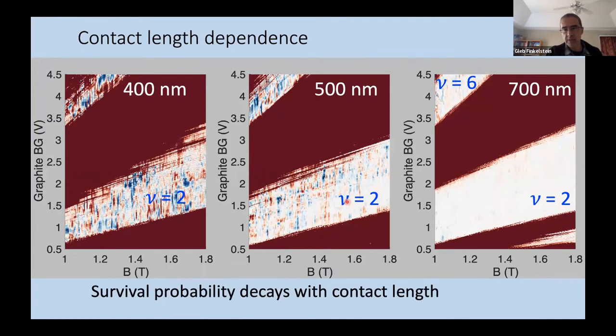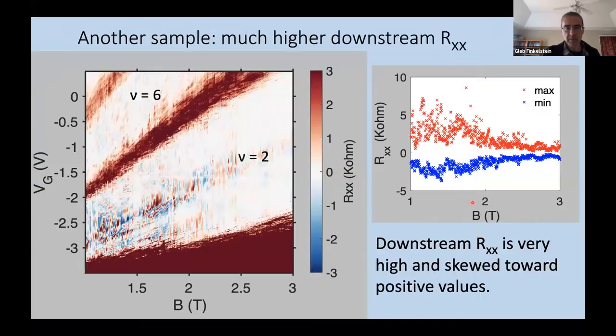As you increase the length of the interface, that probability drops, as you may expect here, comparing a few contacts with different interface lengths from 400 nanometers to 700 nanometers, clearly the signal becomes much smaller.